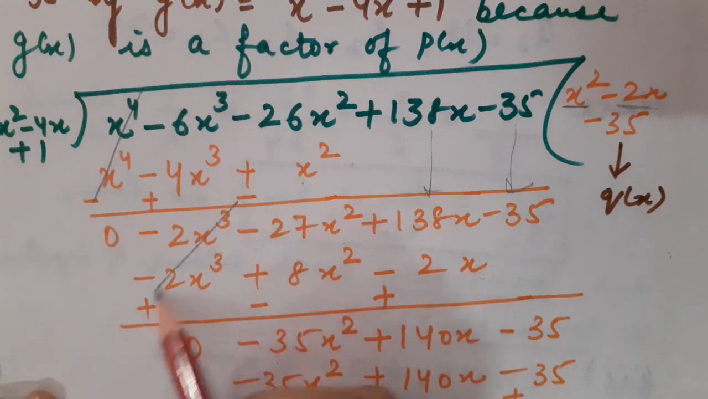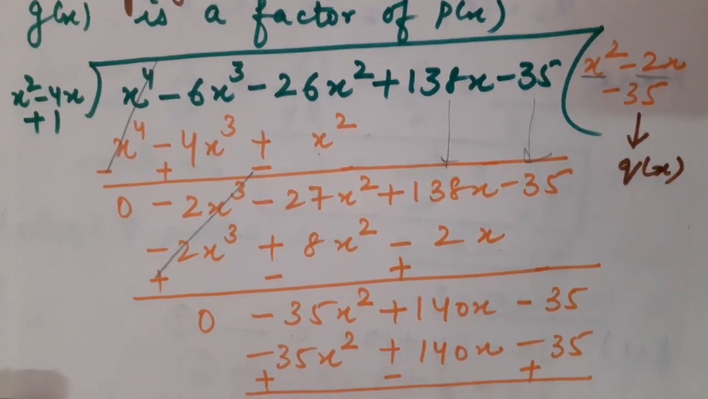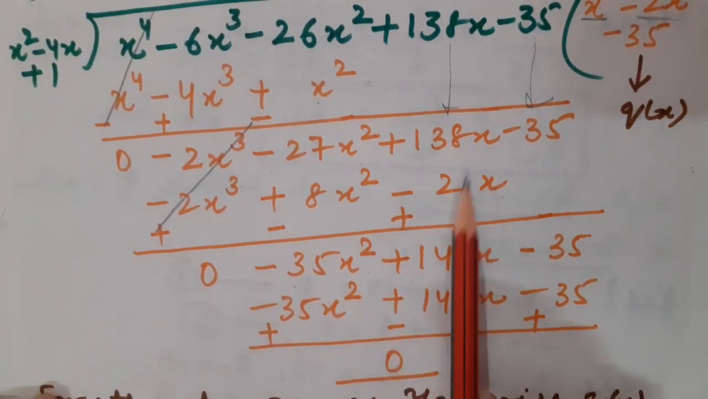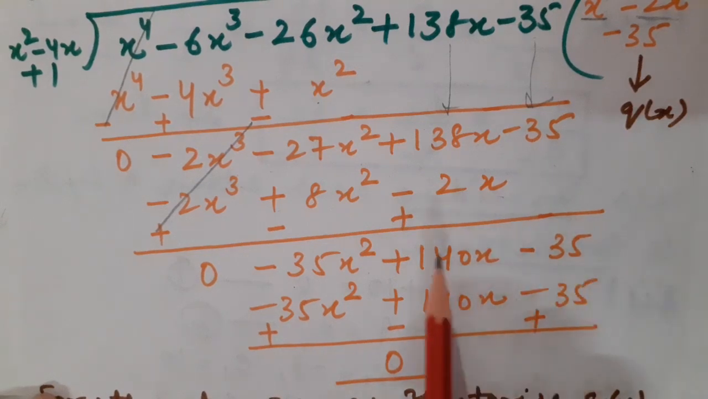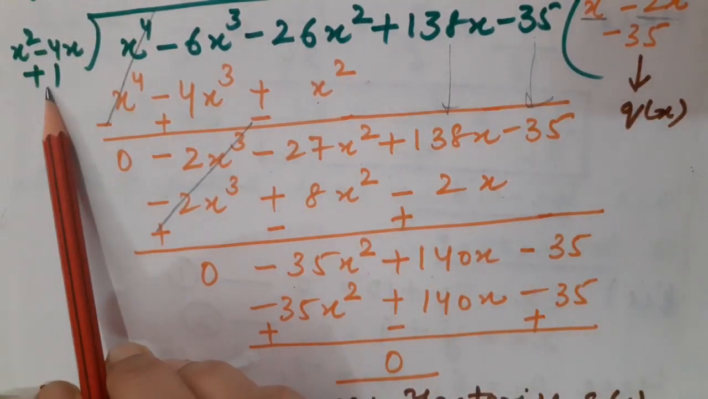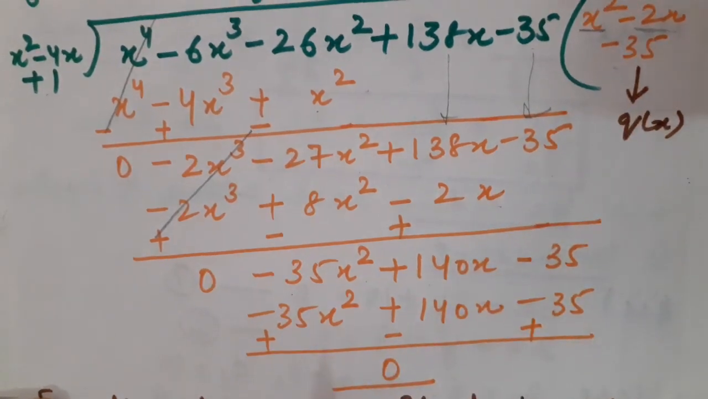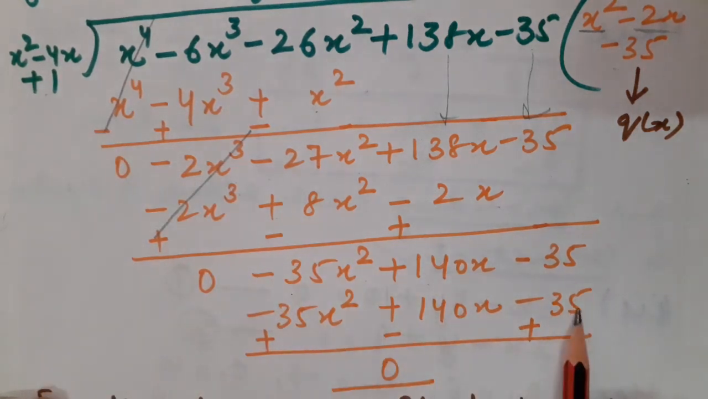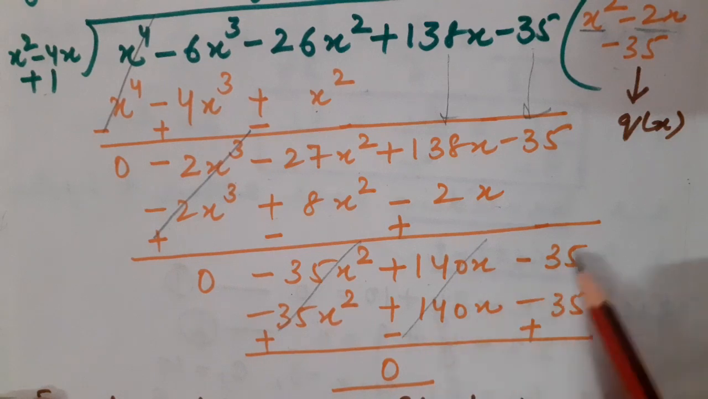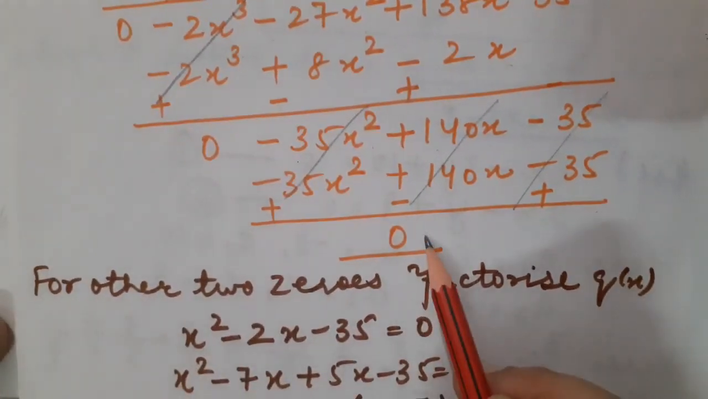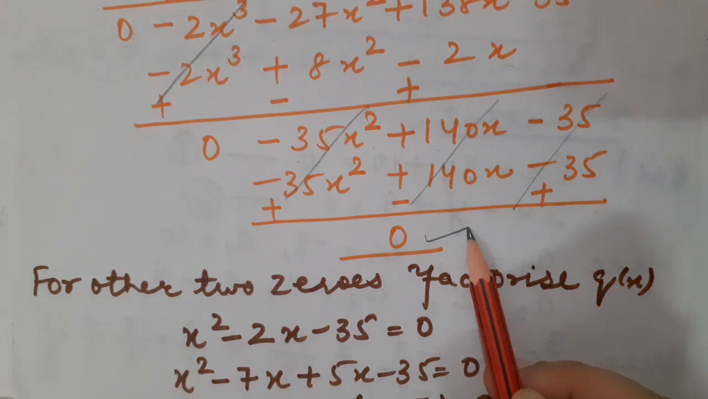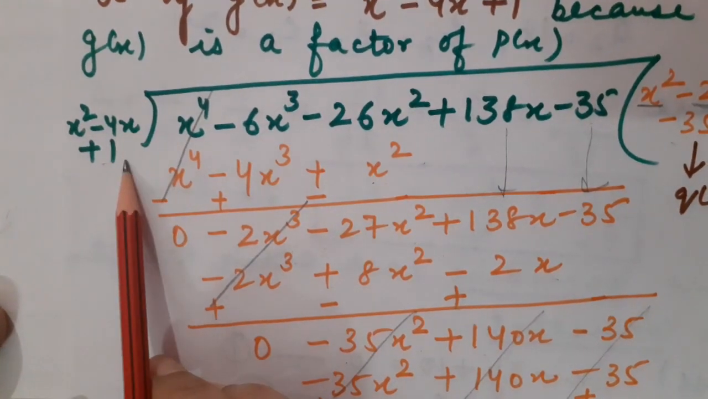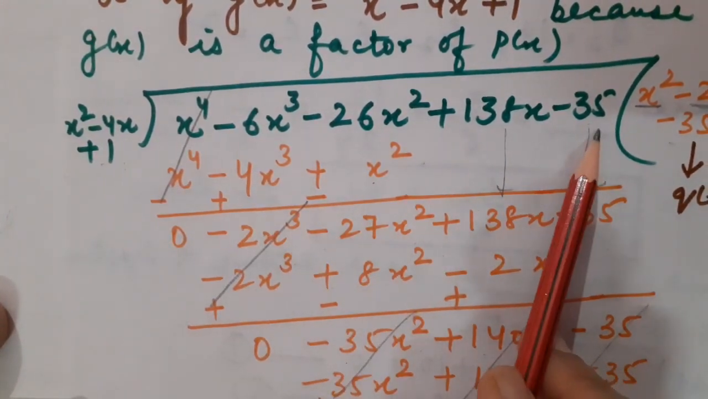Again changing the sign, minus 2x cube and plus 2x cube have become 0. Here after simplifying them, I have got minus 35x square plus 140x minus 35. Now I am multiplying the complete g(x), which is actually the divisor, by minus 35. So I have got minus 35x square plus 140x and minus 35. Changing the sign, all the three terms are going to cancel with each other and I have got the result as 0. Of course, I was going to get the remainder as 0 only. Reason behind? Because x square minus 4x plus 1 is a factor of this complete biquadratic polynomial.